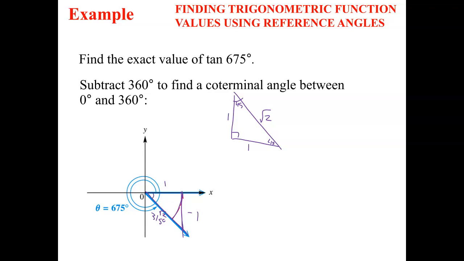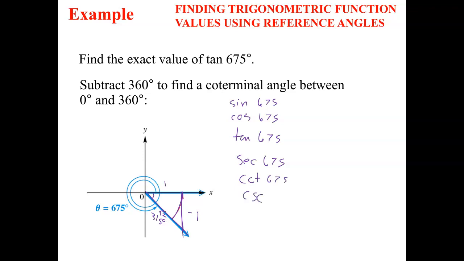Like for that particular part, half a point. If I want all 6 trig functions and you get the sign wrong on all of them, you'll lose half of the points for each one. I don't know how many points each one is. Sine of 675, cosine of 675, tangent of 675, secant of 675, cotangent of 675, and cosecant of 675. There, I mixed up the order for you. Keep you on your toes.